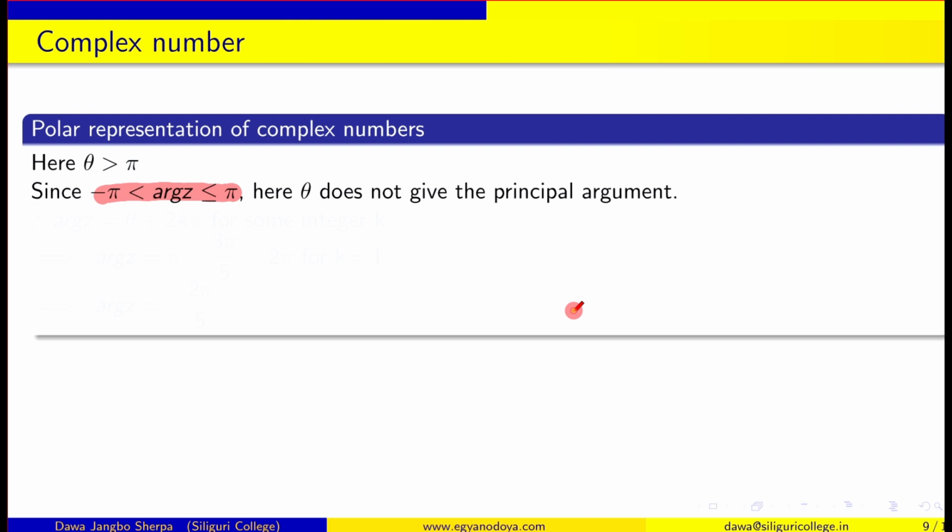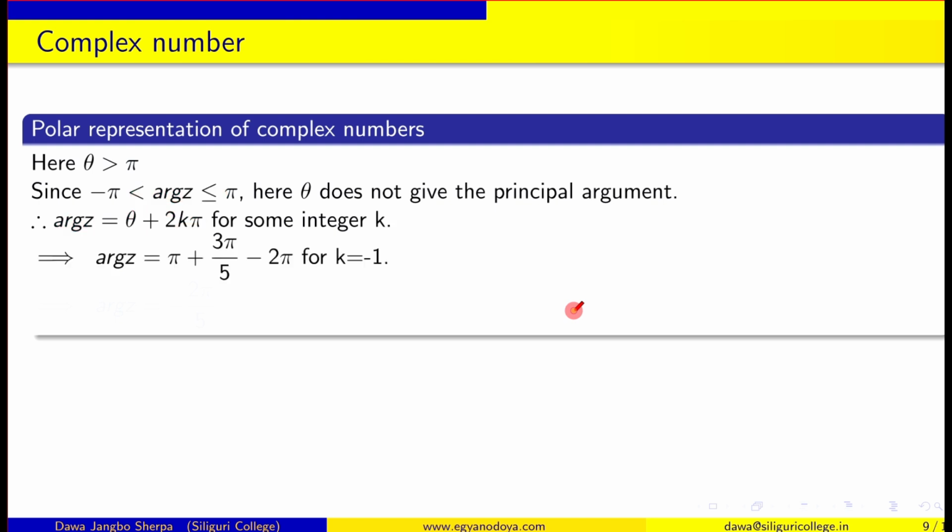Here theta does not give the principal argument in our case, so our principal argument will be theta plus 2k pi. We have to choose this k in such a way that this argument lies within this range. If I take k equal to minus 1, then argument of z will be pi plus 3 pi by 5 minus 2 pi. When you solve this, you will get argument of z equal to minus 2 pi by 5. So this is the principal argument.